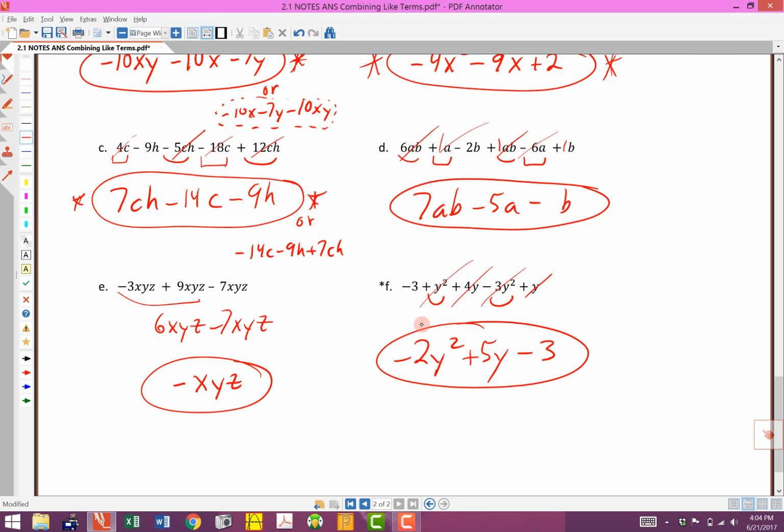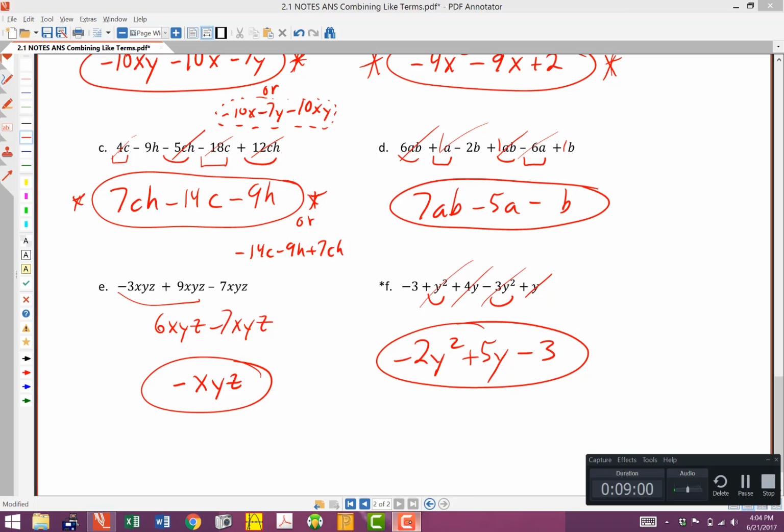All right, so that's it for combining like terms. Hopefully that gives you enough that you can get the assignment done and practice this, because you're going to run into this stuff all the time.